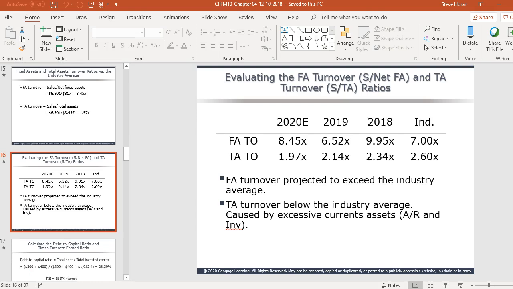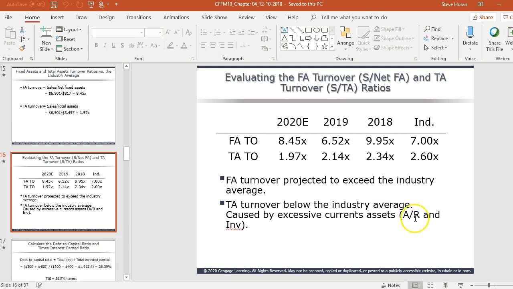So let's take a look at our numbers and look at the trends. And you can see the good news here is we're actually above industry average. Now, we know that 19 wasn't a very good year. For the fixed asset turnover, the good news is 20 is an improvement. Not as good as 18, but still above industry. For total asset turnover, though, you can see it is still declining.